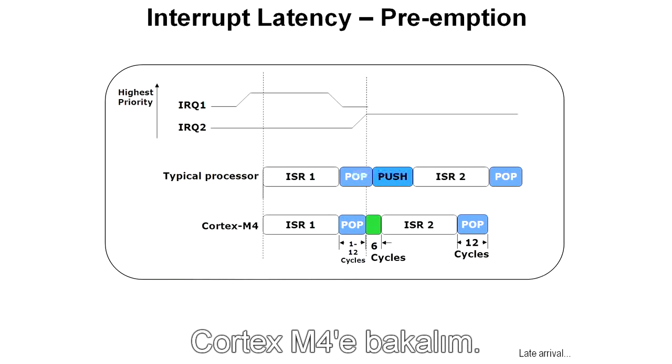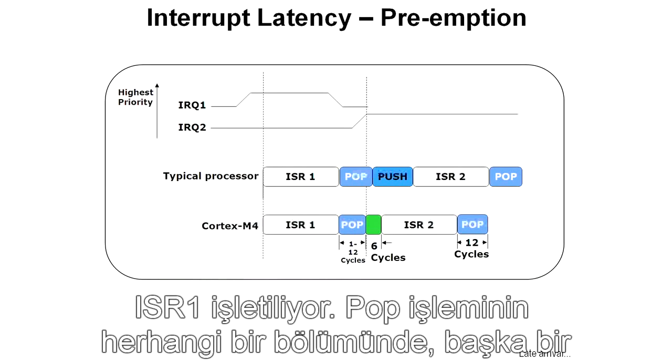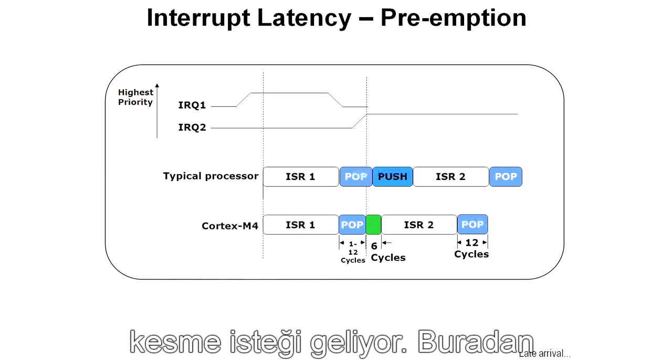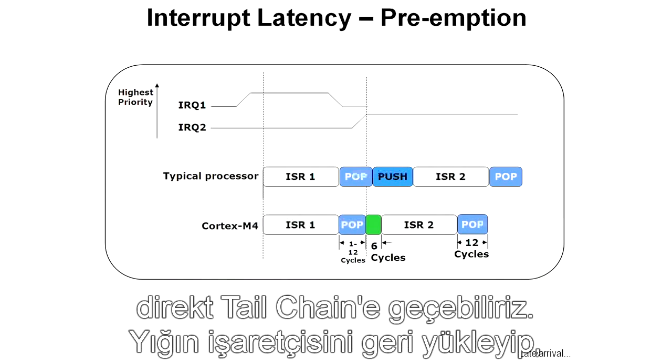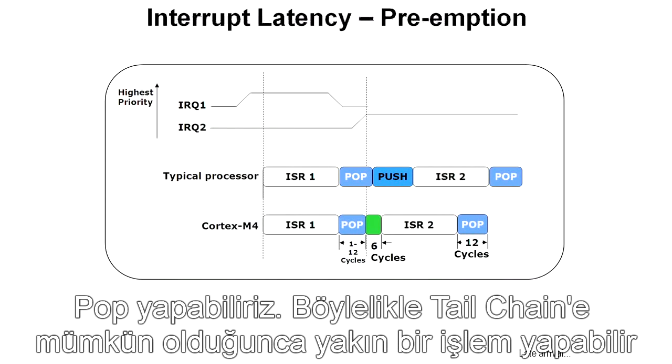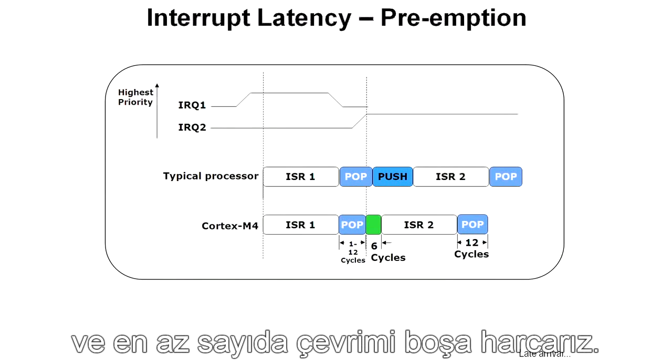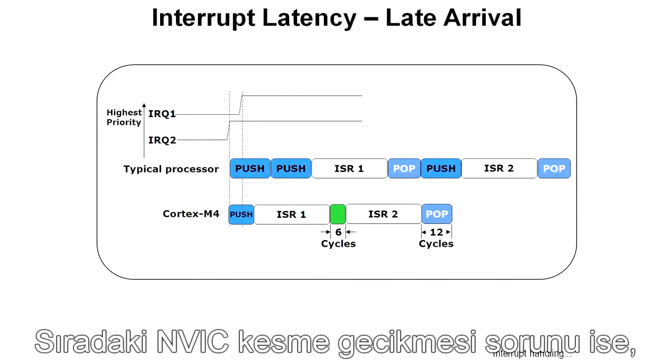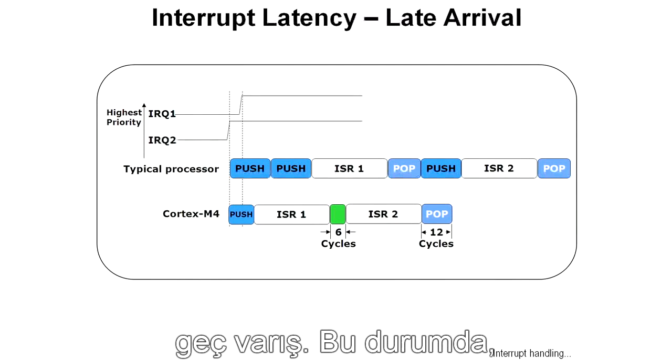If we take a look at the Cortex M4, ISR1 runs. Anytime during the pop process, if we get another interrupt request come in, we can go right into a tail chain. We can move the stack pointer back, grab interrupt service routine 2, run interrupt service routine 2, and then pop, so that we can do as close to a tail chain as possible and waste the least amount of cycles.